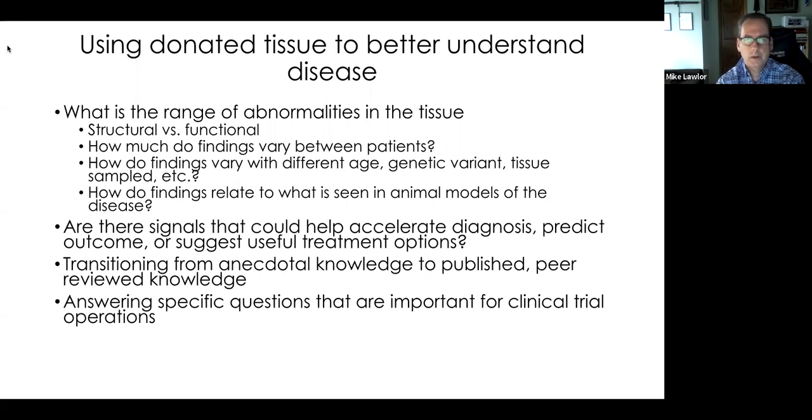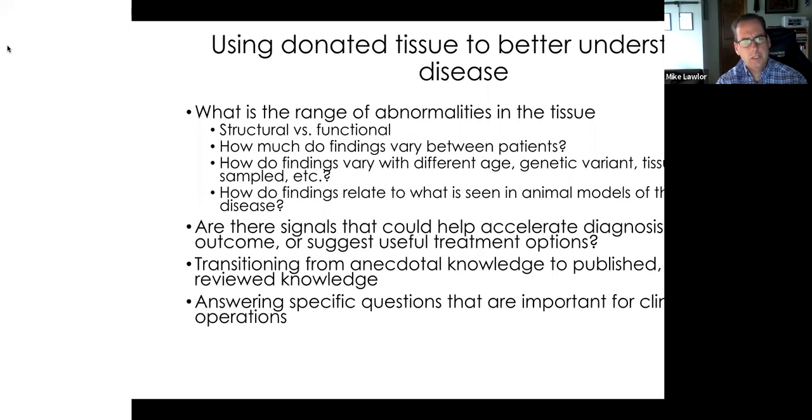What I'm going to talk about today is the general uses, but also some examples of ways that we've collaborated with people around the world to use donated tissue to make a variety of scientific discoveries and steps forward in understanding the diseases and developing treatments. When you think about how donated tissue can be used, it can answer a number of questions that are not necessarily answerable using animal tissue.